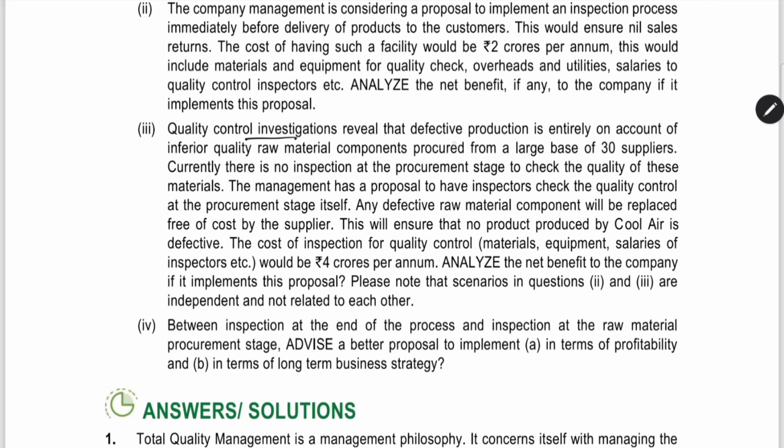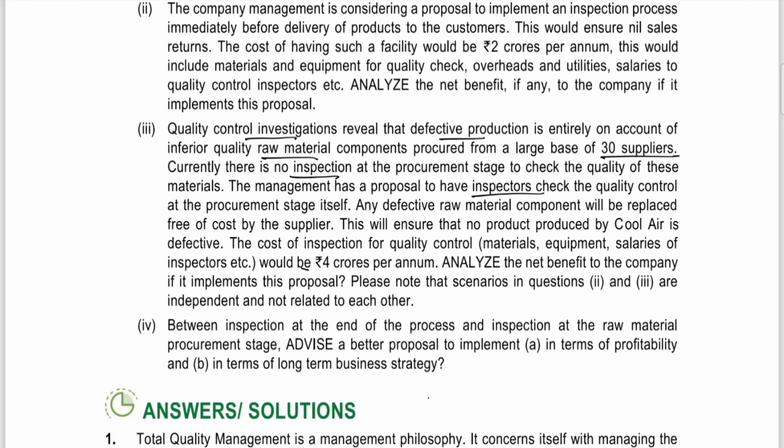Quality control investigations reveal that defective production. Why are they producing defective units? It is because of low quality raw material. From a large base of 30 suppliers they are purchasing. Currently they do not have any inspection at the purchasing stage. When you purchase the material, you are not checking whether it is proper or defective. Now they are bringing a proposal to have inspectors. After purchasing the material, in the procurement stage itself, you will check whether it is good raw material or not.